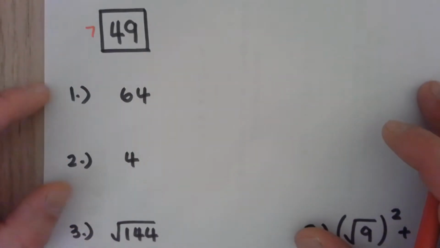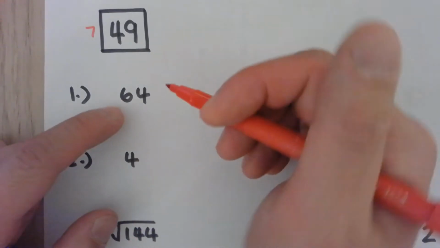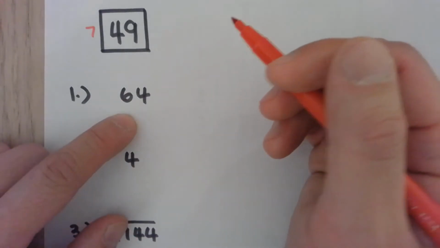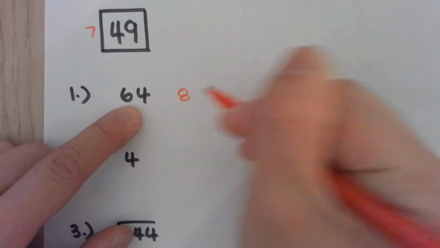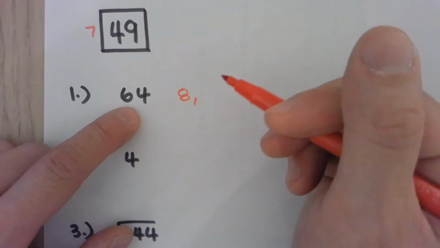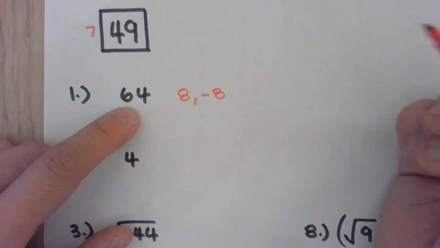Let's take a look at numbers 1 and 2. So over here, we're going to find the square roots. We're going to find out what two numbers will multiply to this number right here. So what times what gives you 64? Yeah, it's going to be 8. 8 times 8 is 64, but you know what else? Negative 8 times negative 8. So you guys can say 8 and negative 8.